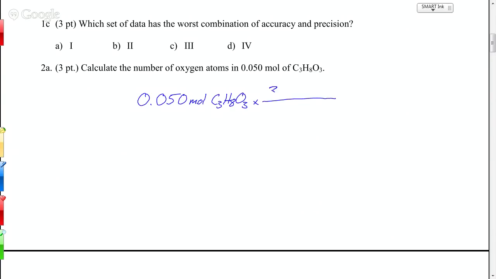And then we know that there are going to be 3 moles of oxygen atoms for every 1 mole of this molecule. And then it doesn't ask for moles of oxygen, it asks for a number of oxygen atoms. So we then have to multiply it by this to get atoms per mole.